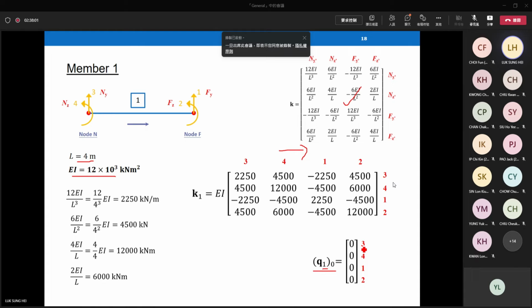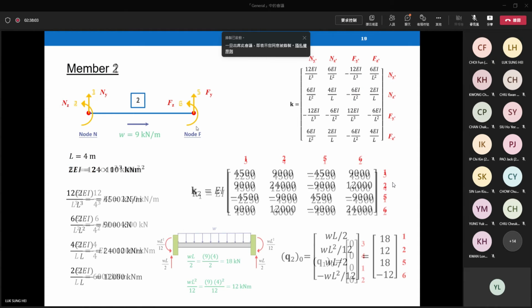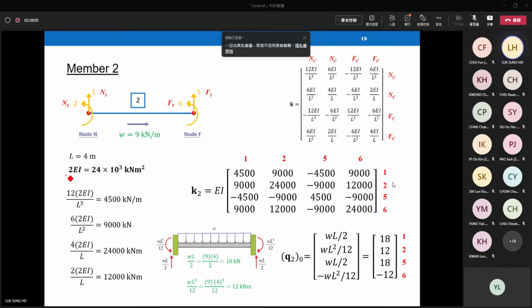And then we do the same thing for element 2. Be careful, for element 2 the EI is 2EI. So you can see that the values inside the matrix are slightly different, 2 times bigger than K1. And then arrange the code number carefully according to the traditional methods.